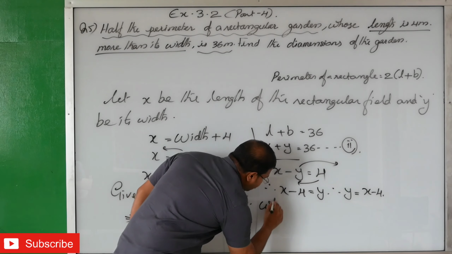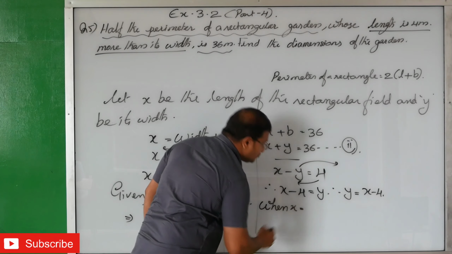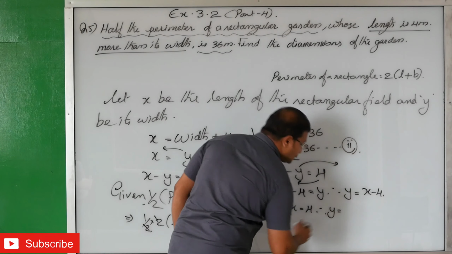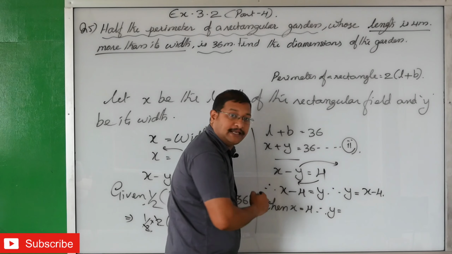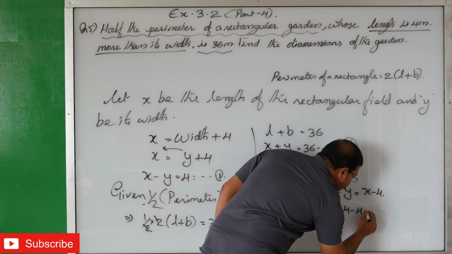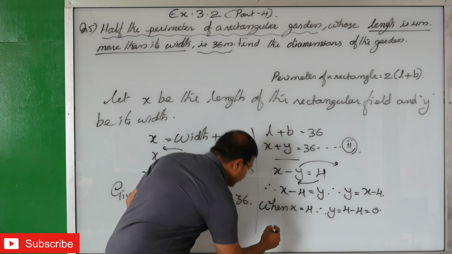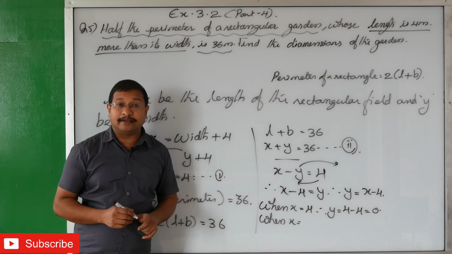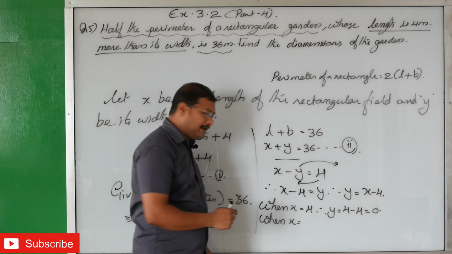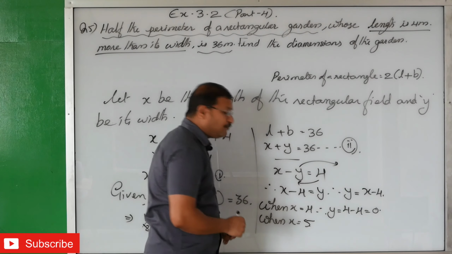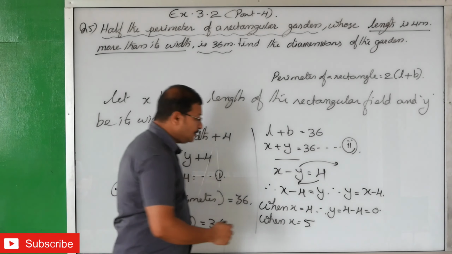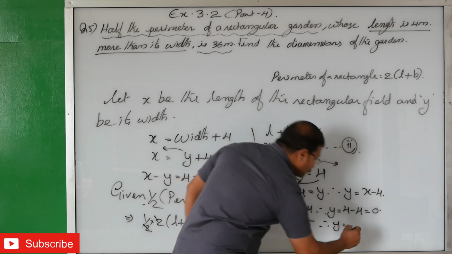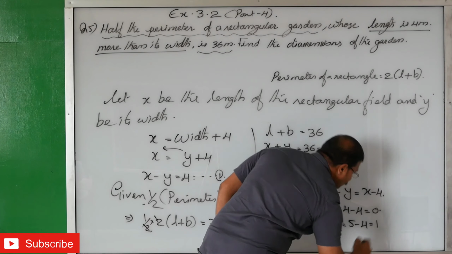Now, when x equals, I am just putting 4. Therefore y equals, in place of x we will write 4, so 4 minus 4 equals 0. Next step. When x equals, you can write any value, so I am just writing 5. When x equals 5, therefore y equals, in place of x we will write 5, that means 5 minus 4 equals 1.